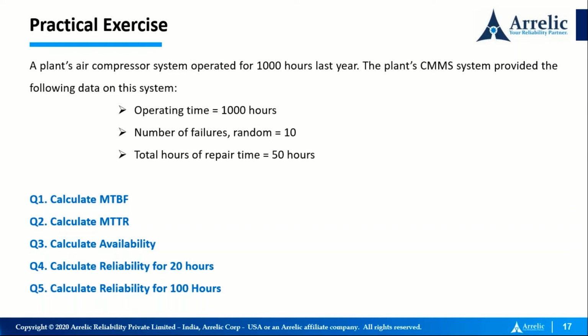Calculation of availability is MTBF divided by MTBF plus MTTR, or uptime divided by uptime plus downtime. And then you calculate reliability for 20 hours and calculate reliability for 100 hours, as in the example that we looked at previously.